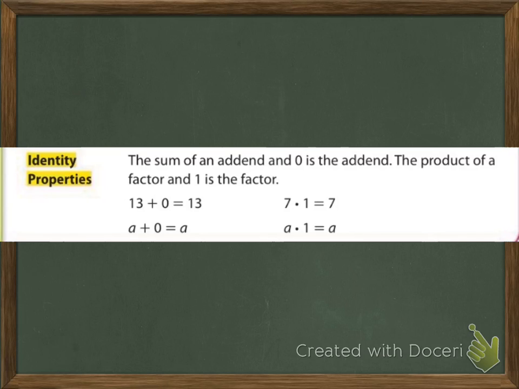Now, identity properties: the sum of an addend and 0 is the addend, and the product of a factor and 1 is the factor. So if you have 13 plus nothing, you still have 13. If you have 7 times 1, you still have 7. So if you have a plus 0, it's just a. If you have a times 1, it's just a.